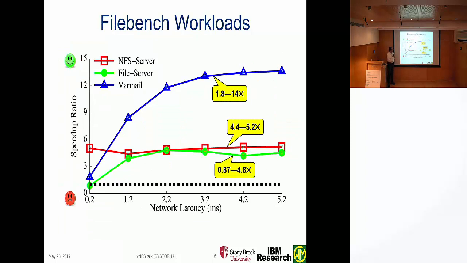We did some Filebench workloads. We did the NFS server, file server, and varmail. Varmail sees the best performance improvement because it's very I/O intensive, with lots of reads and writes in there. The other ones are more metadata intensive, but still they see good performance improvements. It took a few hundred lines of code that we changed in Filebench to interface directly with the library.